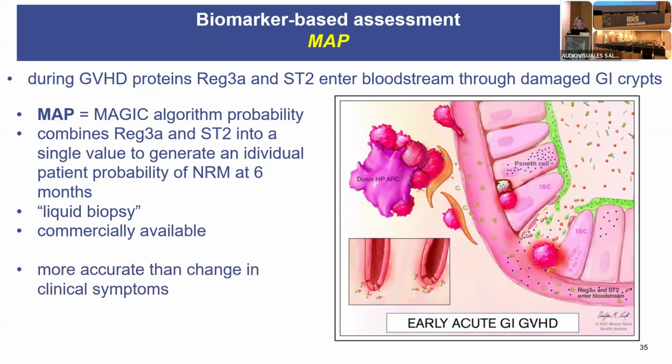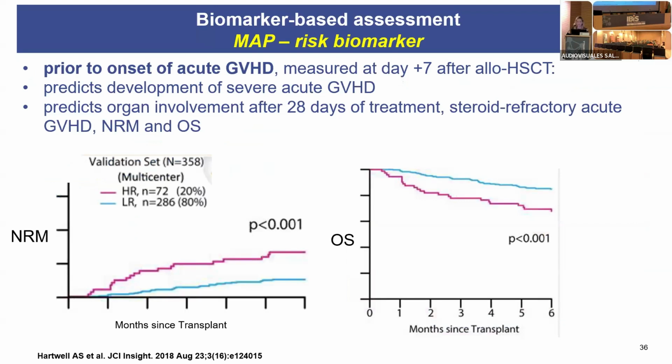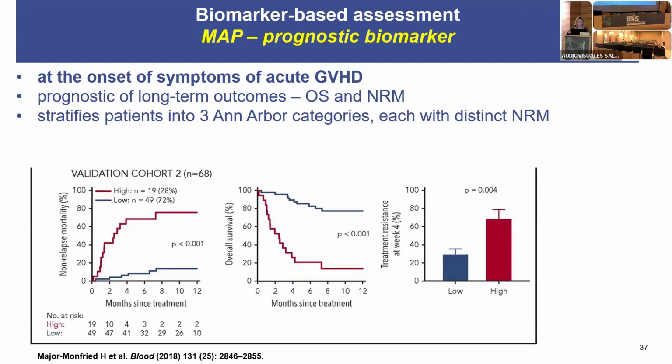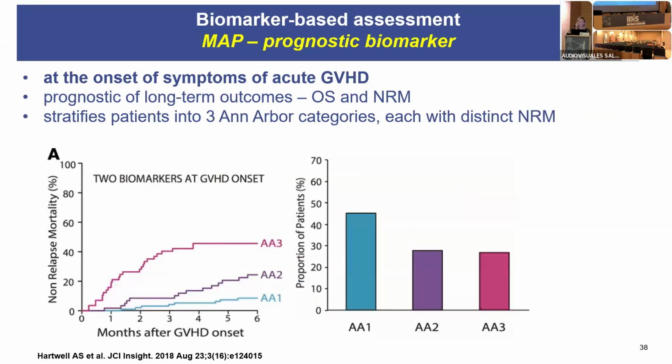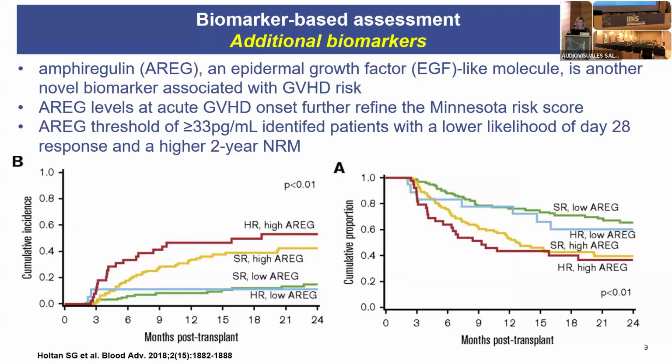But it's actually more accurate than changing clinical symptoms, and it can be done prior to onset of acute GvHD. So at day 7 after transplant, it predicts development of severe acute GvHD and steroid refractory acute GvHD, predicts non-relapse mortality, and predicts overall survival. And then it can be done at the onset of symptoms of acute GvHD. Well, it can be prognostic of overall survival, non-relapse mortality, and even stratify patients into three different categories, each of which has distinct non-relapse mortality. So it seems that it's very useful. However, it's not readily available in standard practice.